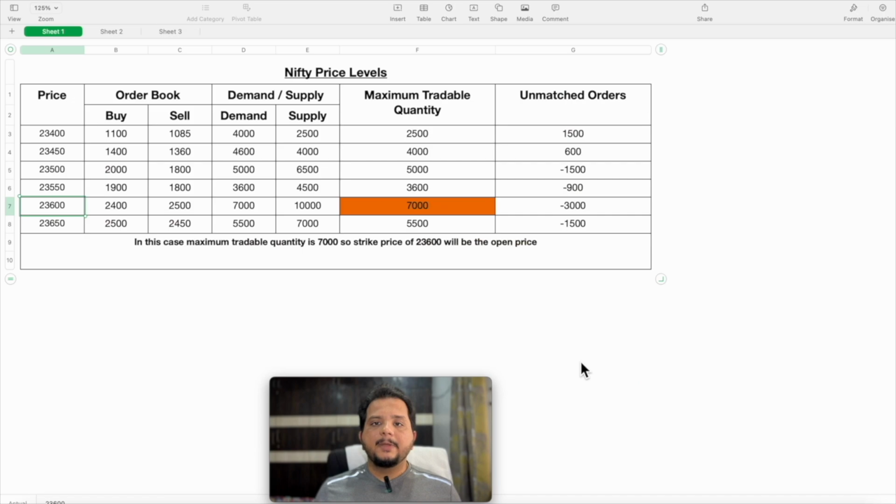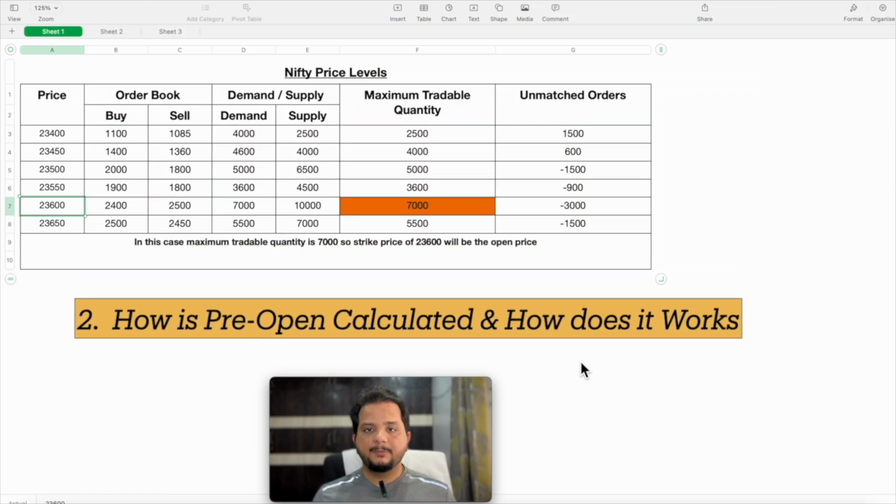This is the way the opening price is determined, and this calculation we will discuss deeply in the third session of the video. We will have a pictorial representation of how the price is determined. So let's get deep into it now. Coming to the pictorial representation of the second session of the video, that is how pre-market is calculated and how it works.